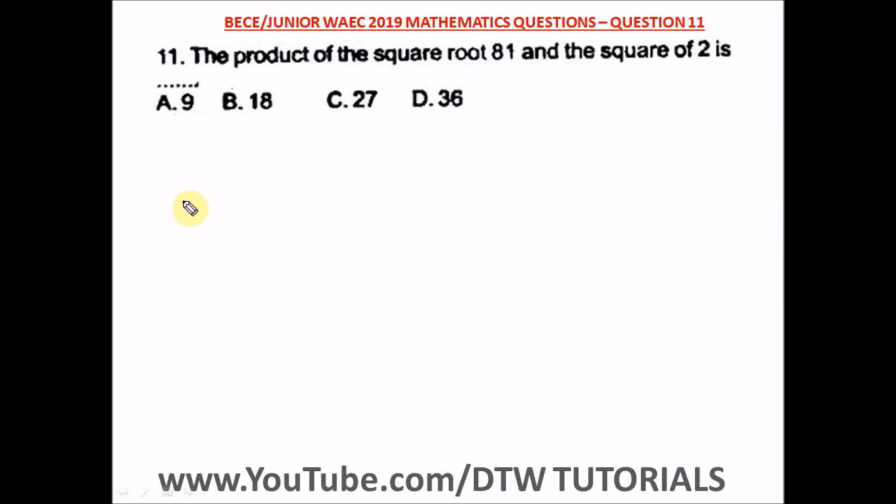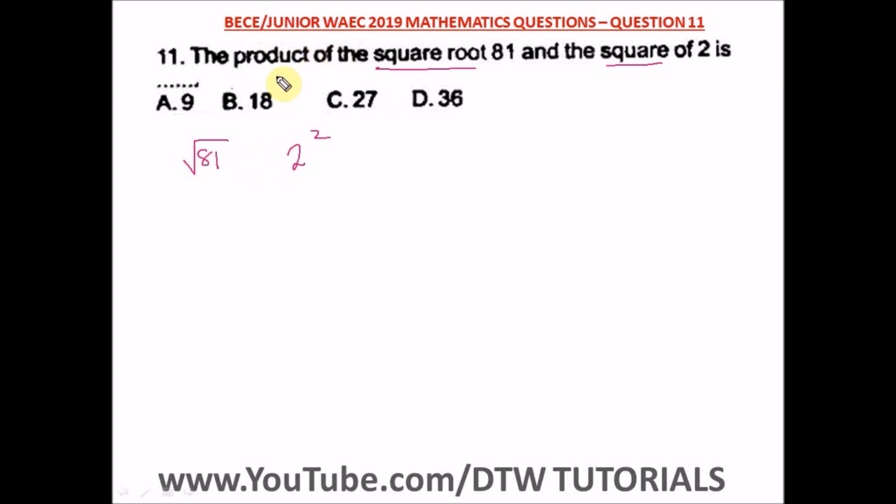Question 11 of the BECE Junior WAEC 2019 Mathematics Past Question. It says the product of the square root of 81 and the square of 2 is... Okay, this question is quite easy, but you could actually fail it if you don't understand what a square root is and what a square is. The product of the square root of 81 and the square of 2. That is 2 squared. And the square of 2 is what? That's what we're trying to find.